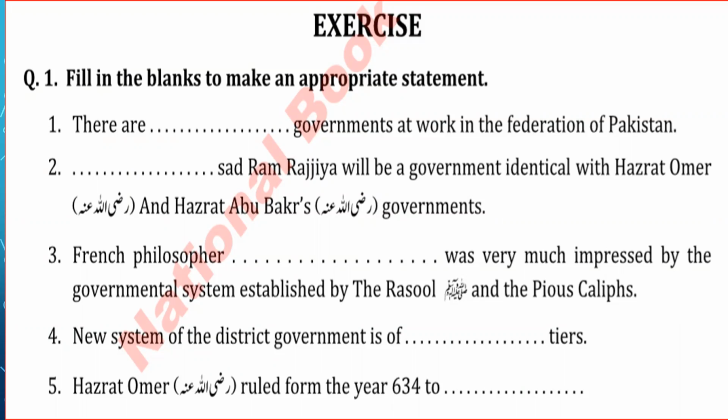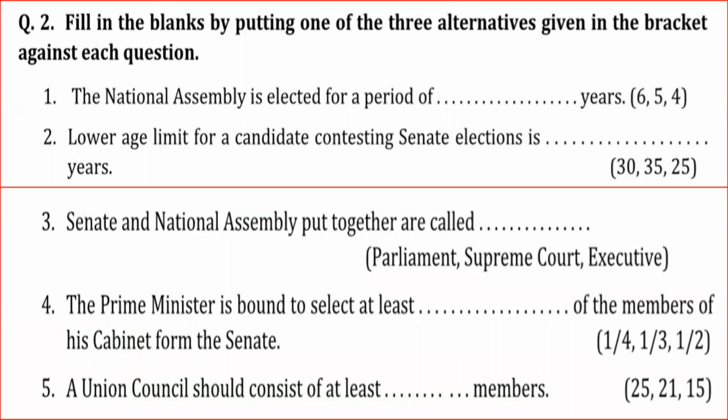Hazrat Umar Raziyallahu Ta'ala anhu ruled from the year 634 to 644. The National Assembly is elected for a period of 5 years. Also, it can be asked, the Senate is elected for a period of 6 years. The lower age limit for a candidate contesting the Senate election is 30 years, and for the National Assembly it is 25 years. The Senate and National Assembly put together are called Parliament. The Prime Minister is bound to select at least one quarter of the members of his cabinet from the Senate. A Union Council should consist of at least 21 members.